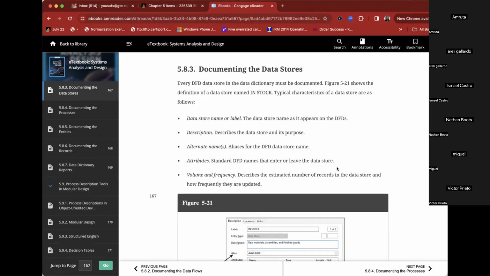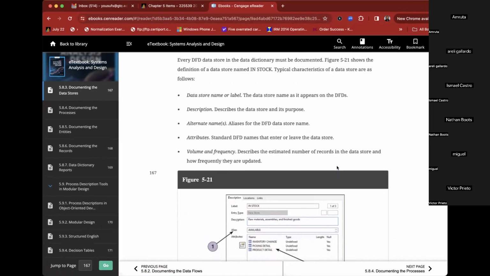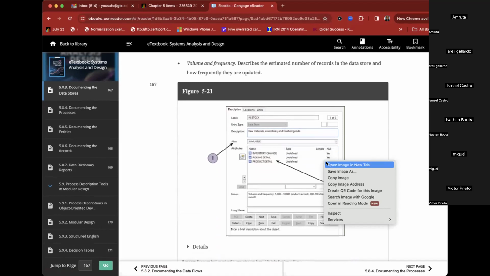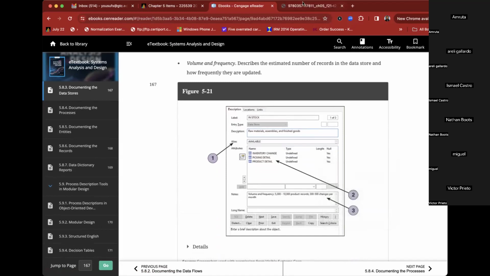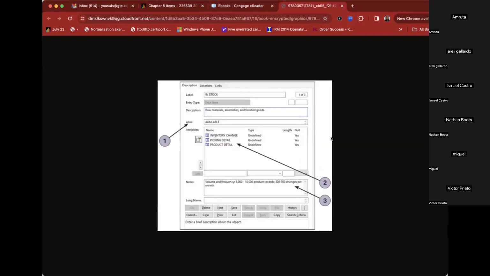Documenting the data stores. Every data store needs to have a name, description, alternate name, attributes, whatever information that you need about a data store now needs to be stored right here. For example, if the data store is about availability, the alias is available or the label is in stock and it has 3 fields called the inventory change, the picking detail, and the product detail, and then you need to come up with their data types and their lengths and the whole nine yards.